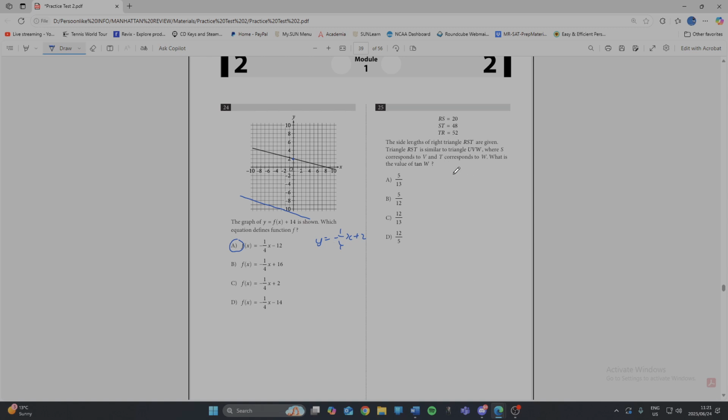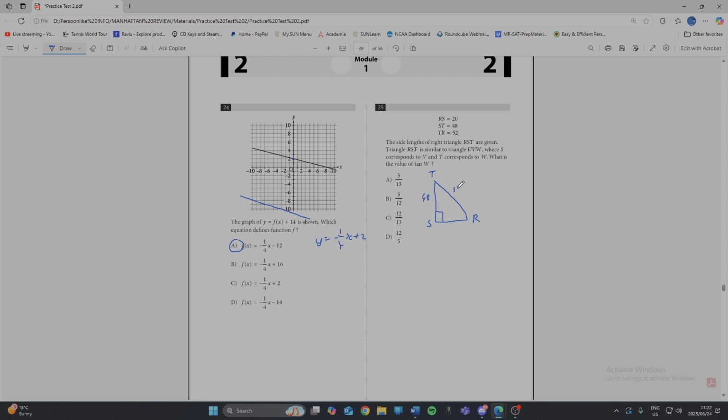Okay, we are on 25 now. It says the side lengths of right triangle RST are given. Triangle RST is similar to triangle UVW, where S corresponds to V and T corresponds to W. If a triangle is similar, that just means that the angles are exactly the same. So let's draw RST. Let's say this is right triangle RST. Obviously TR being the longest, that would have to be the hypotenuse. And ST is equal to 48.